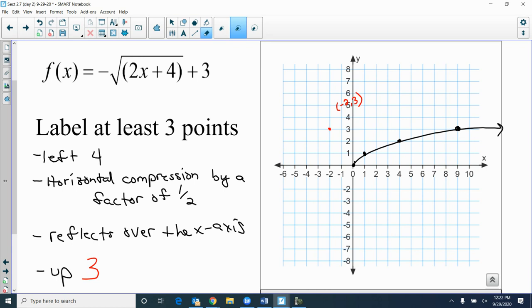Now the point 1, 1. Left 4. 1, 2, 3, 4. Puts me at negative 3. What happens when I compress it by a half? Where's it go to? So negative 3 is going to go to negative 1.5. Negative 3, let me use a different color so we don't get confused. Negative 1.5. Reflect over the x-axis. And now it goes up 1, 2, 3.